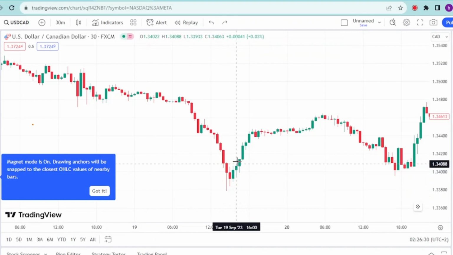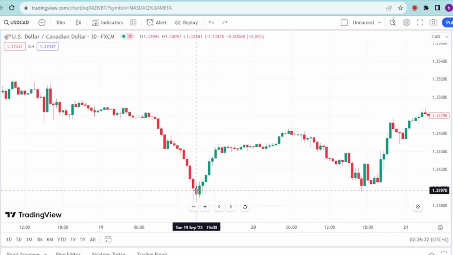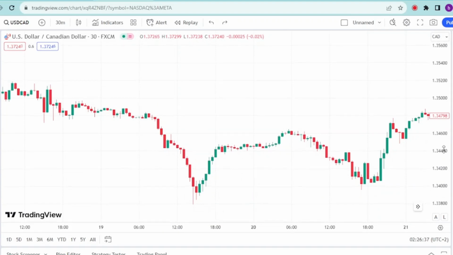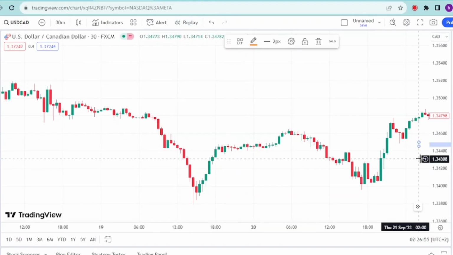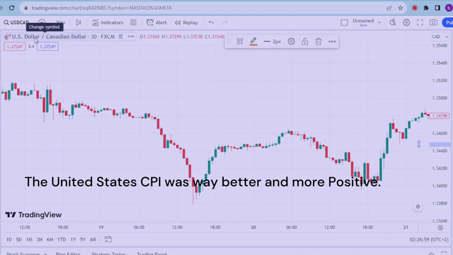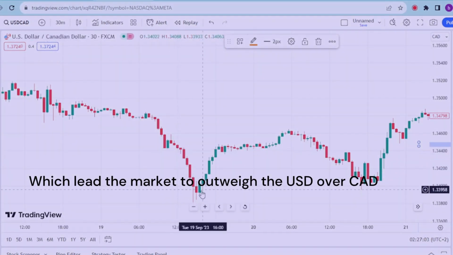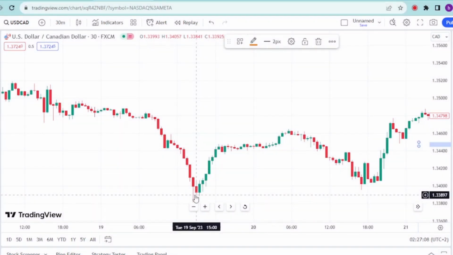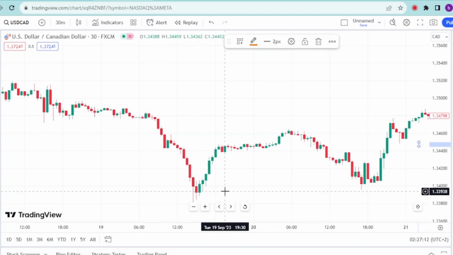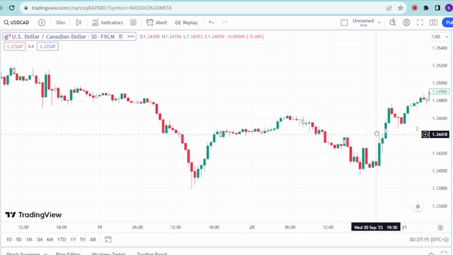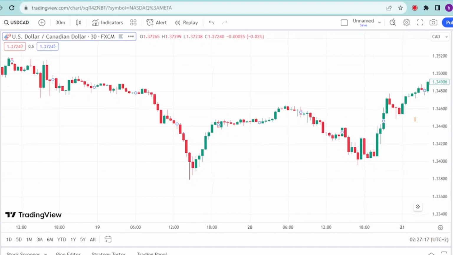Now, people would ask, why did this market reverse, even though the Canadian dollar had a positive news release? It's because the dollar has more demand than the Canadian dollar, obviously, and traders would want to continue buying more United States dollars than Canadian dollars. That's one reason for me.